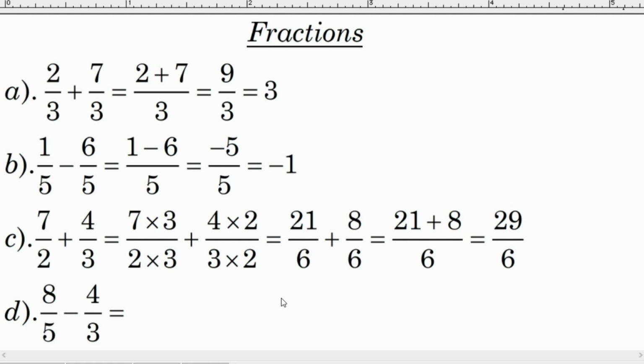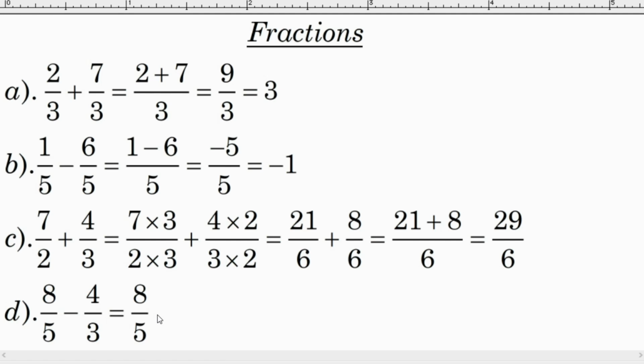Here we go. The next question, D. We have 8 fifths minus 4 thirds. So what we have to do is find the same denominator, as in question C here, because we have different denominators for these two fractions. So we have to multiply 5 by 3 and 3 by 5, because the same denominator here is 15.